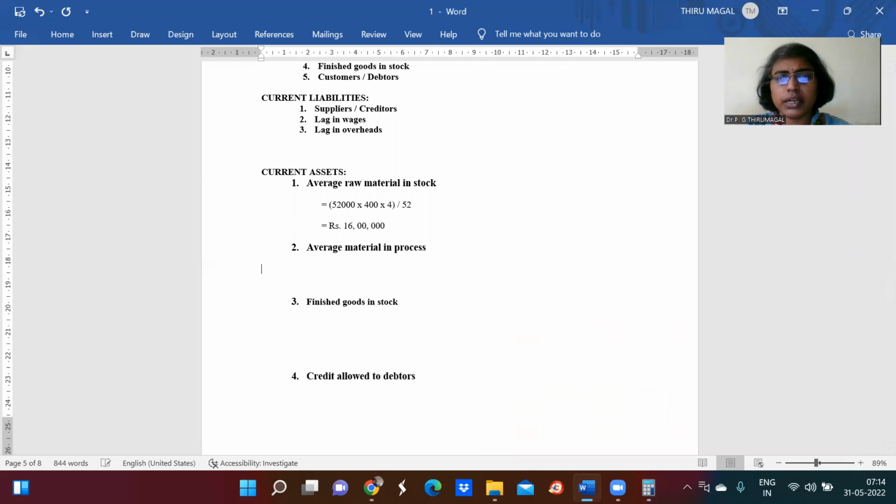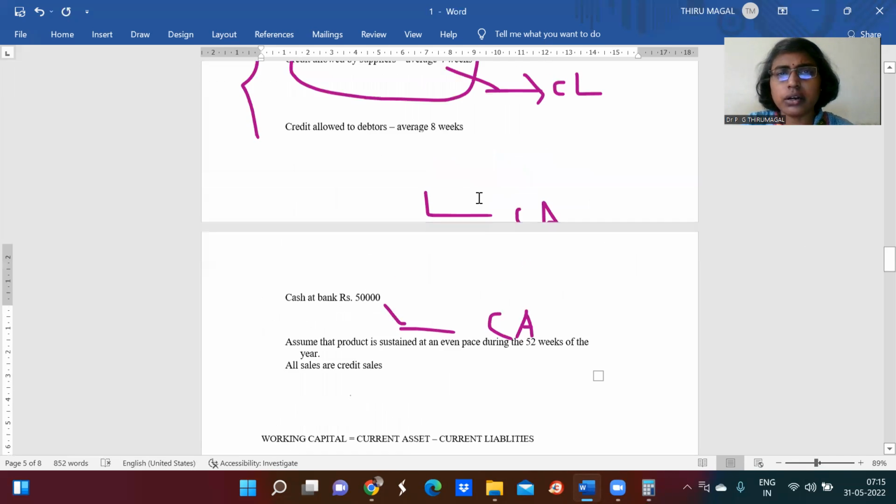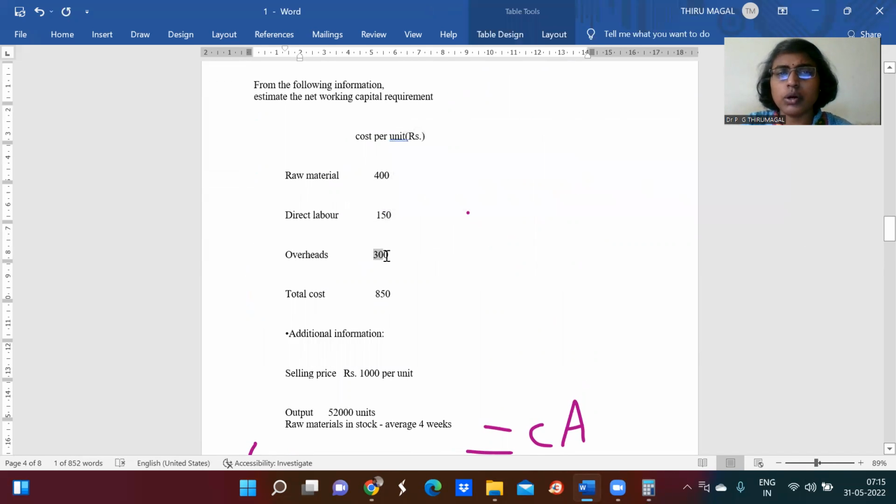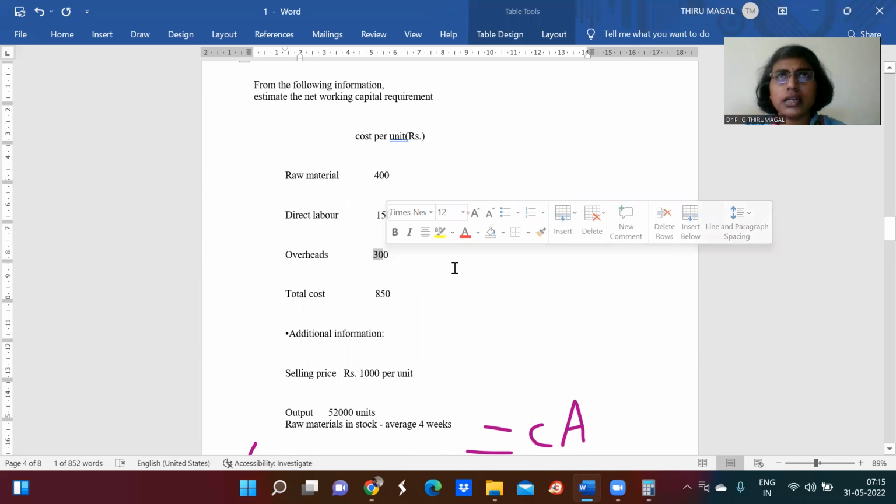The next thing is finding out the value of the average material in process. We have to use the same procedure here, so I'll copy and paste the same thing. Here, the number of units remains the same. But for material in process, or work in progress, we need to mention all 3 unit costs and add them: raw material 400, direct labor 150 and overheads 300. When it is in the state of raw material, only the raw material cost per unit is involved.